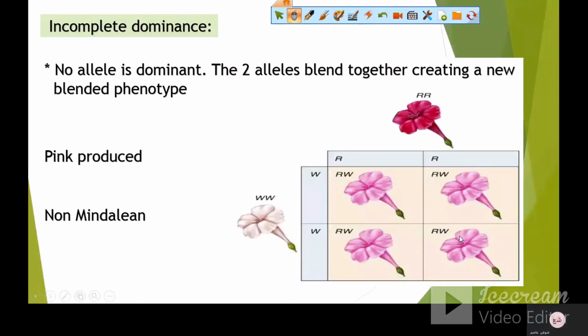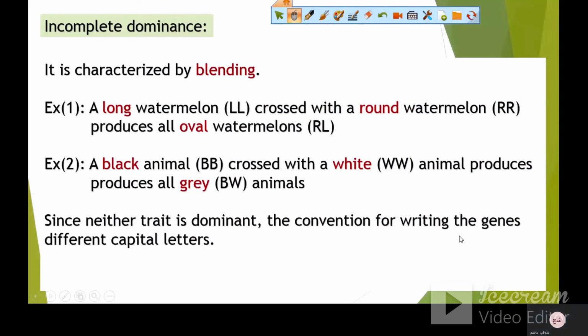For incomplete dominance, it's characterized by blending. The two characters blend each other. Let's see other examples from general life. If a long watermelon is crossed with a round one, and the produced ones are all oval, it means no one is dominant.